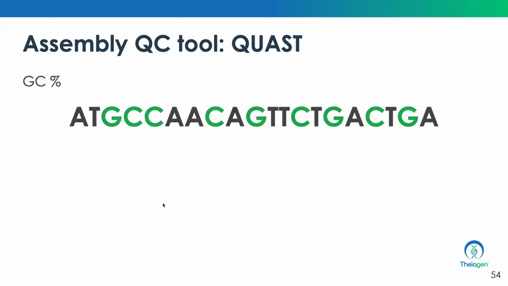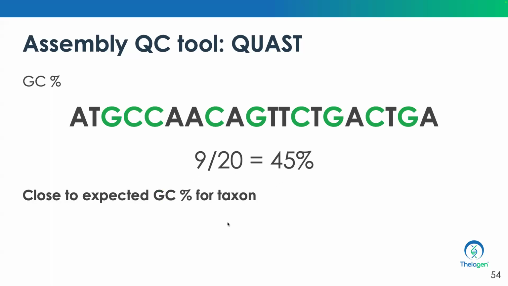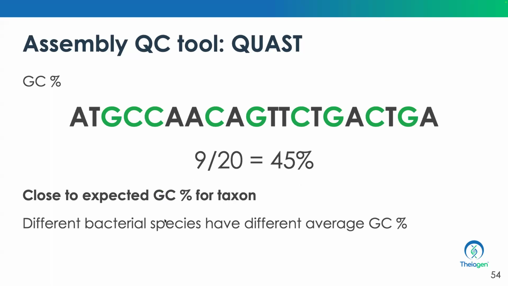And we also have the GC content. As you know, different pathogens have their different GC content. So this is the proportion of the reads that are G and C. In this case, we have 20 bases here, and G's and C's are 9, so representing 45%. And ideally, the GC content of your assembly or contigs should be as close as possible to what you expect for your specific taxon. And of course, different bacterial species have different GC content.